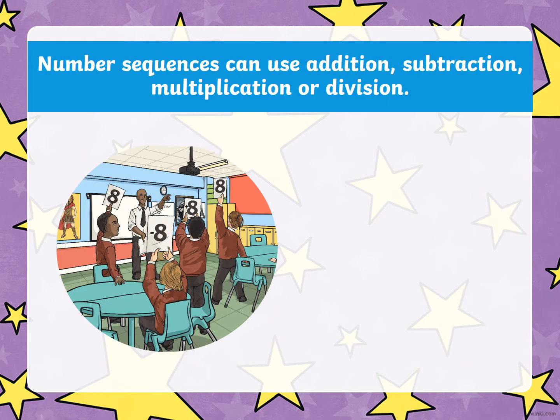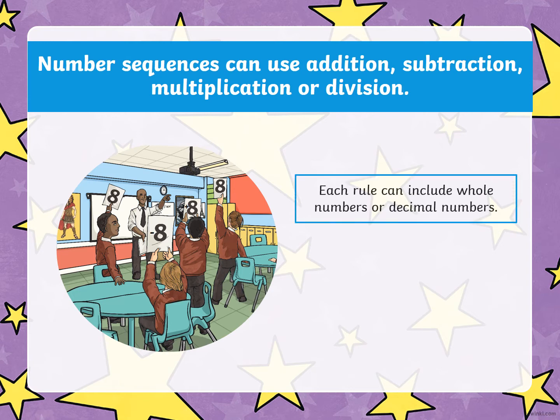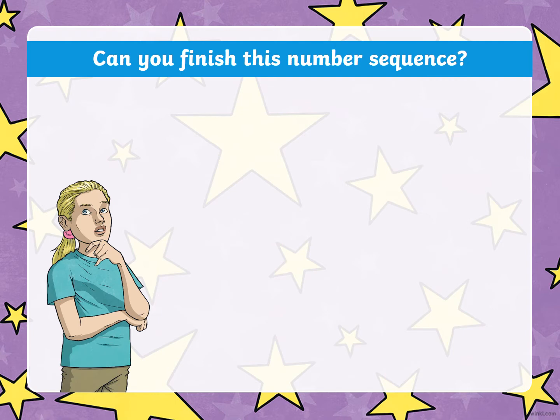Number sequences can use addition, subtraction, multiplication, or division. Each rule can include whole numbers or decimal numbers. Let's look at some trickier sequences this time. Can you finish this number sequence? 48, 47, 45, 42. Well, you should notice that this time the numbers are getting smaller as we move to the right.